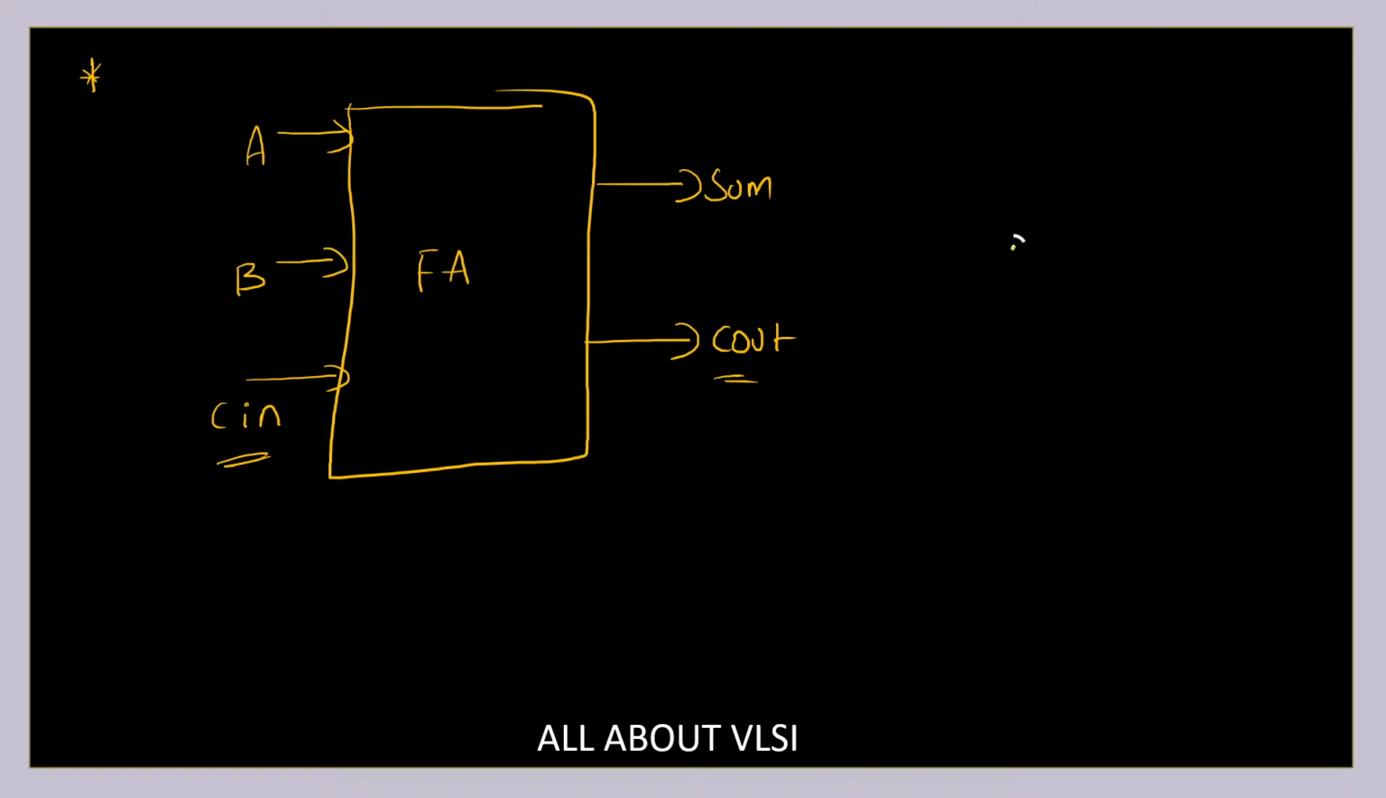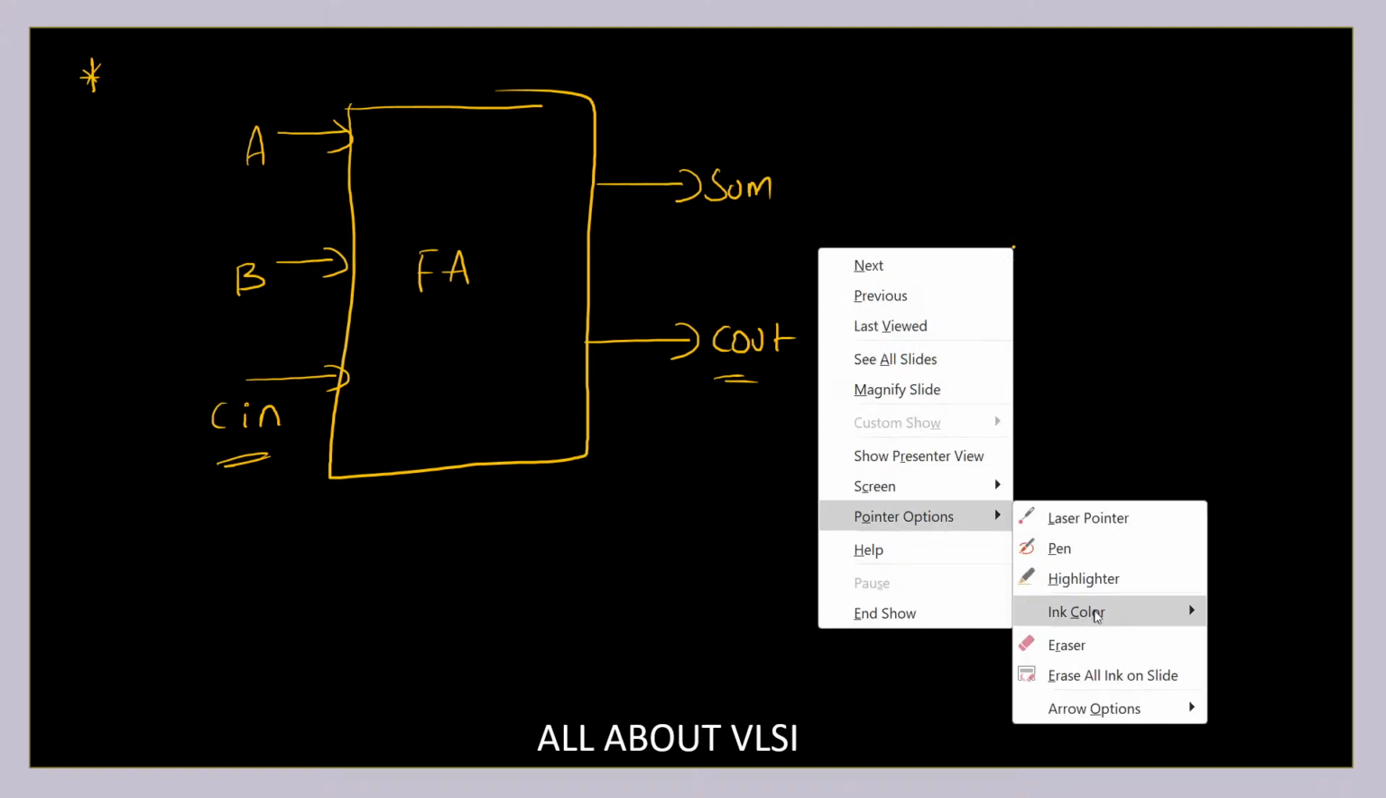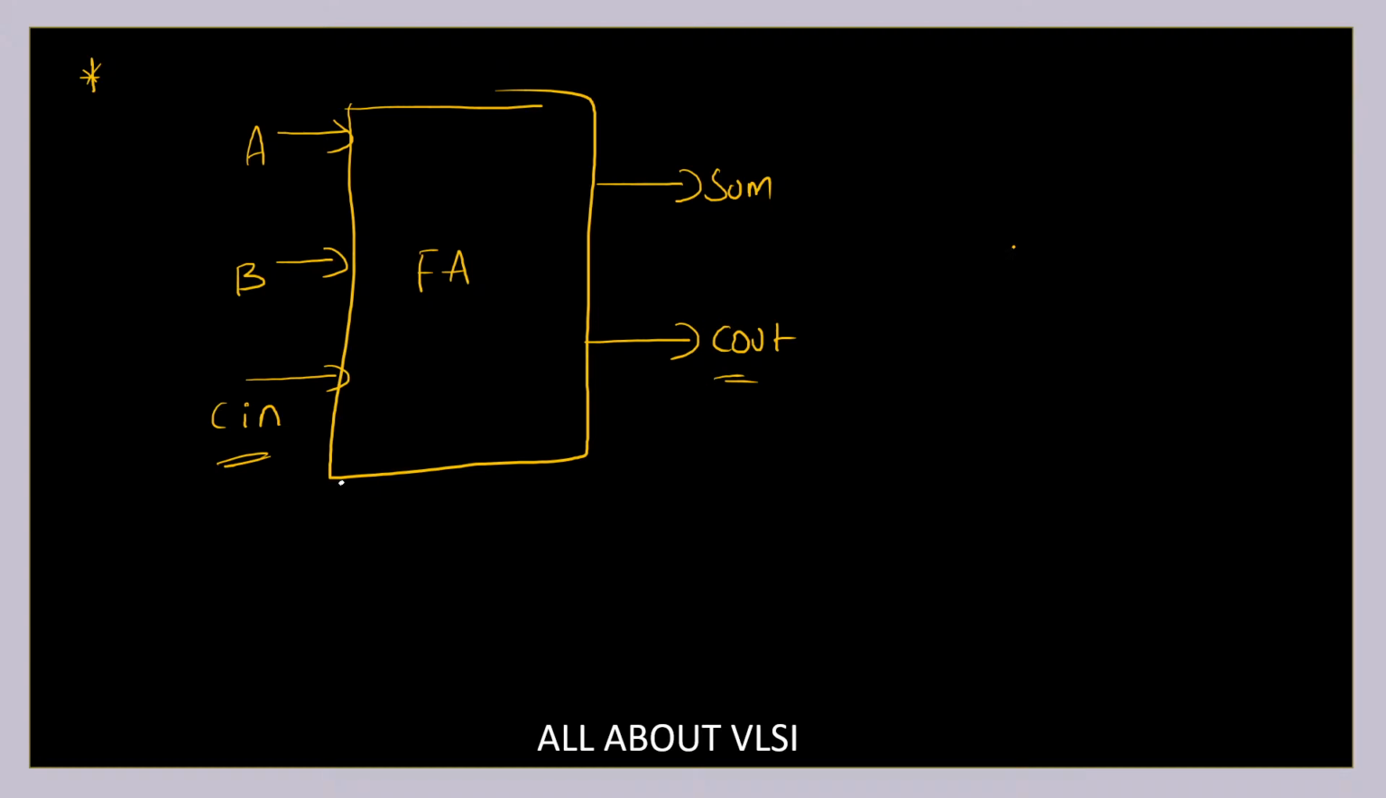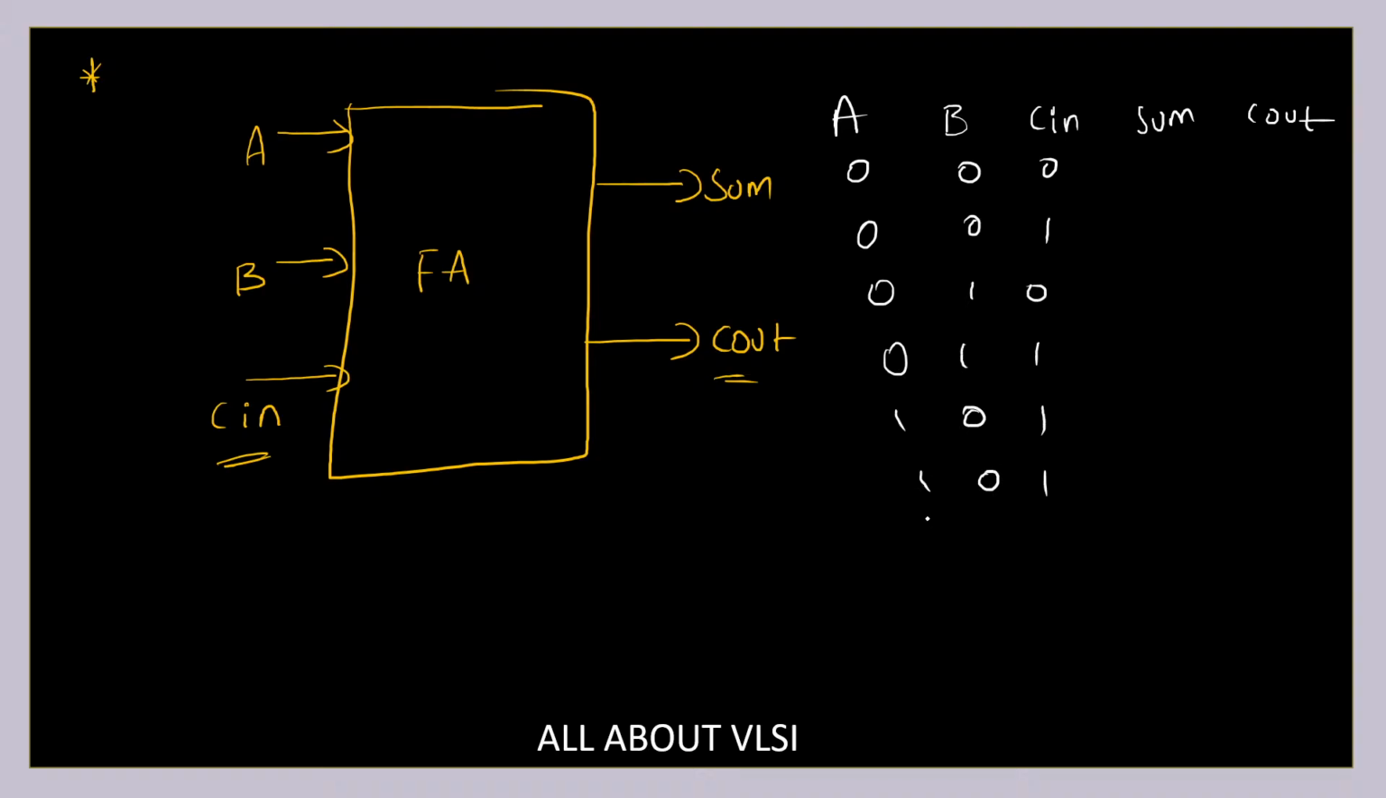Okay. Now this is my full adder. So how is the full adder going to work? It is also going to work as a half adder, but it is going to take three inputs and it is going to provide sum and cout. So I'm going to have A, B, C, and sum and cout. So for 3 bits, I'm going to have a total of 8 combinations like this: 000, 001, 010, 011, 100, 101, 110, and 111.